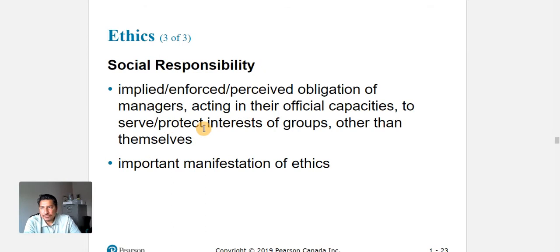Social responsibility is one of the codes of ethics these days. It is the obligation of managers, acting in their official capacities, to serve and protect the interests of groups other than themselves. An important manifestation of ethics.